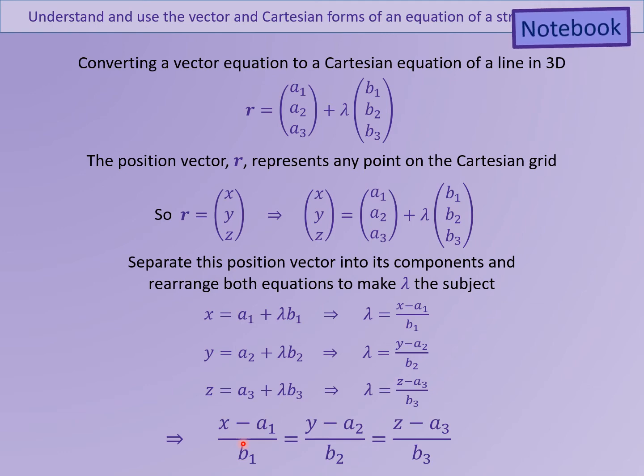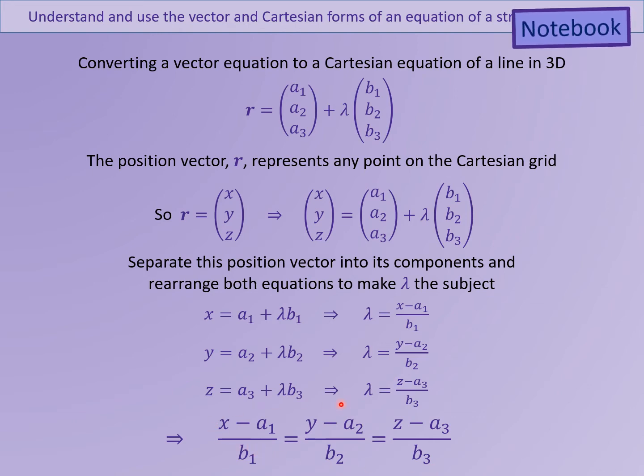So there are a couple of things to notice here. First of all, we can see that each of the fractions start with x or y or z. We can see that we've then got the position vector of a point on the line. So we've got minus a1, minus a2, minus a3 as part of the numerator. We also notice that the denominator forms the components of the direction vector, b1, b2 and b3.